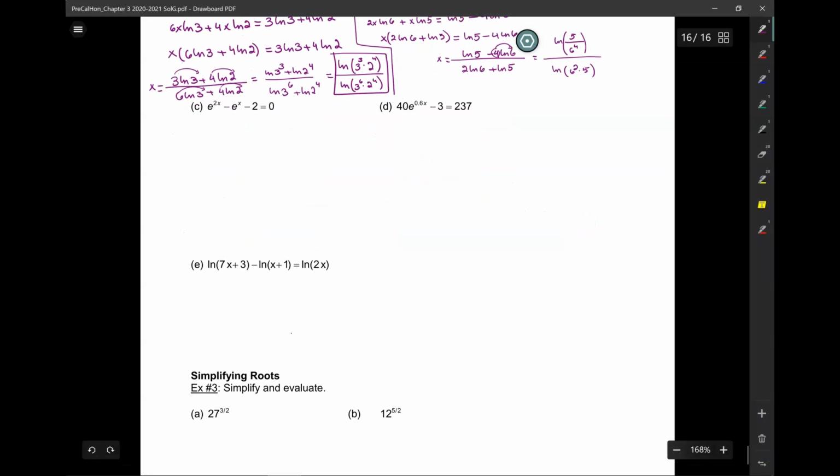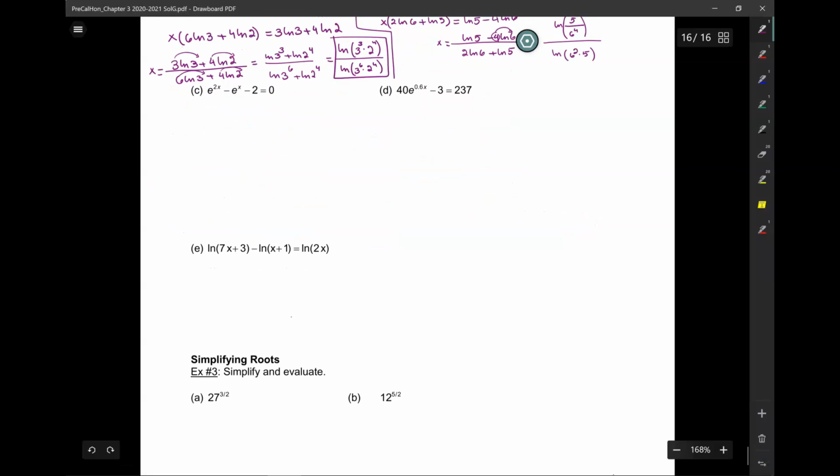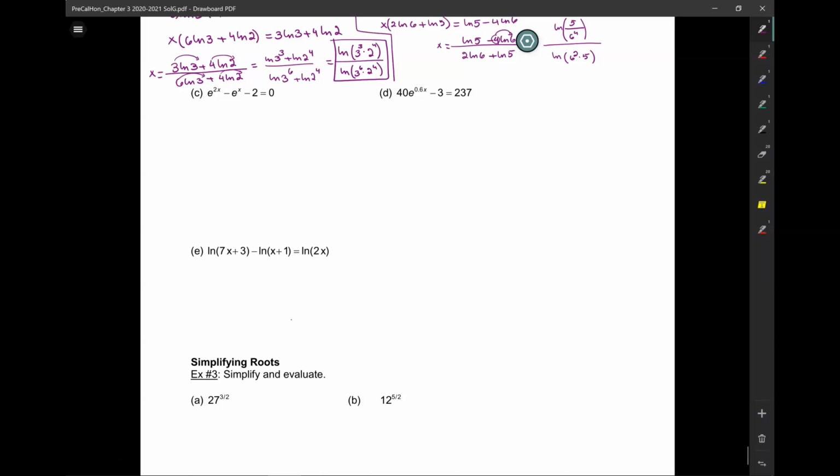Okay, so for the next question here, we're going to factor this equation in quadratic form. So let's look at the pattern. Just like if you have a quadratic equation, right? You have a constant, a variable, and then that variable squared. You have the same thing here, a constant, e to the x, and e to the x squared. So we can factor that in quadratic form.